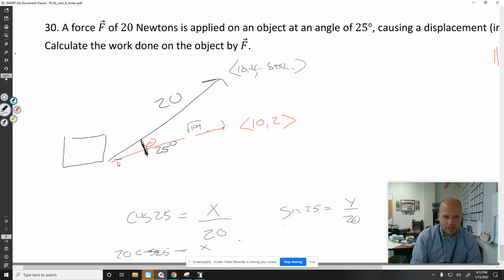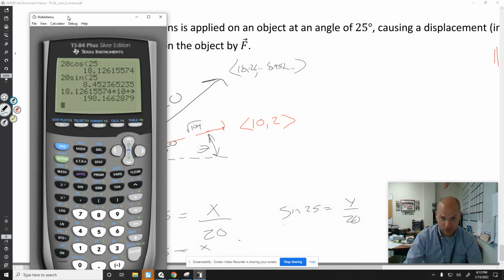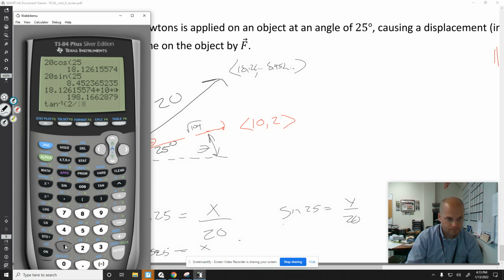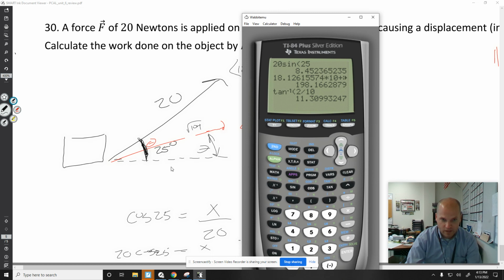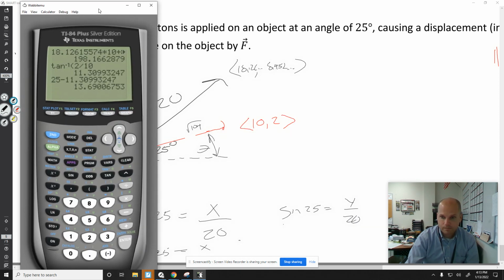But the angle between them is not 25 degrees. It's not. 25 degrees is the horizontal to this. What I would have to do is find the angle here of the red vector, of the 10, 2 vector. Could take the tan inverse of 2 over 10. Boom. That's the angle right there, which means the angle between them would be 25 minus that angle right there. 13.69. Watch. Magnitude times magnitude times the cosine of that angle that I just found. I'm going to get 198.166.